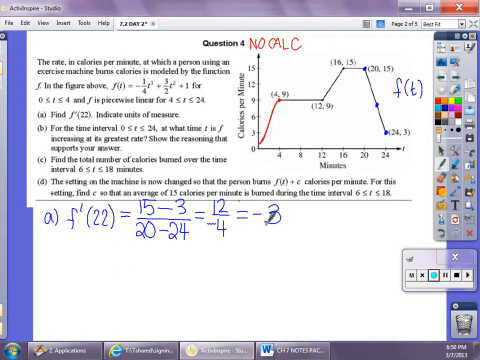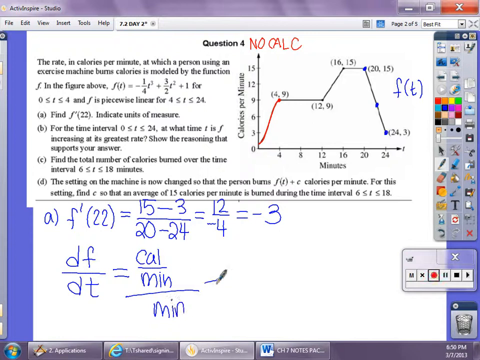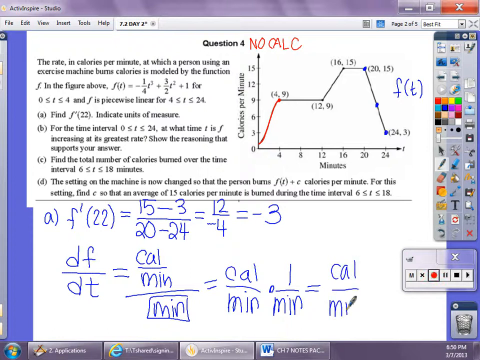The second thing they ask you for is indicate units of measure. So I'm going to actually rewrite the derivative in different notation. I think this notation is a lot easier to find the units. The f function is calories per minute. The time function is obviously minutes, so that's the same as calories per minute multiplied by 1 over minute. That's how we can multiply by this. And we get calories per minute squared. All right, so that's part A.